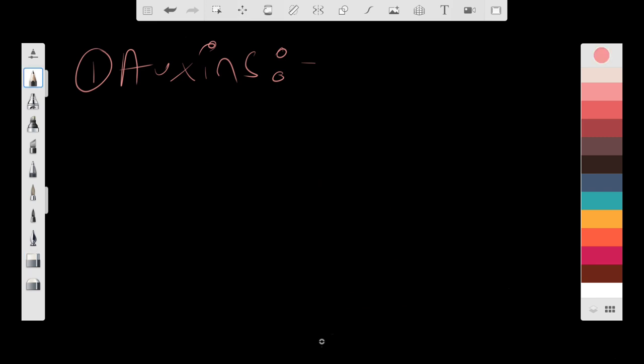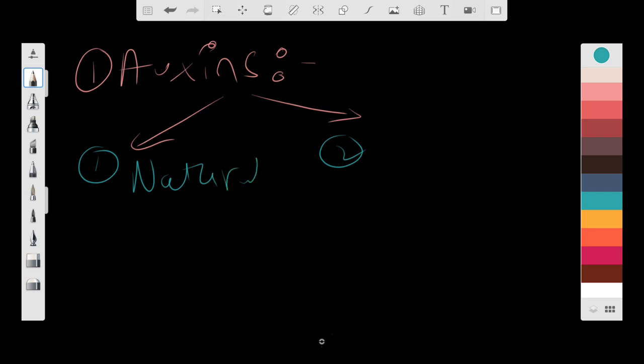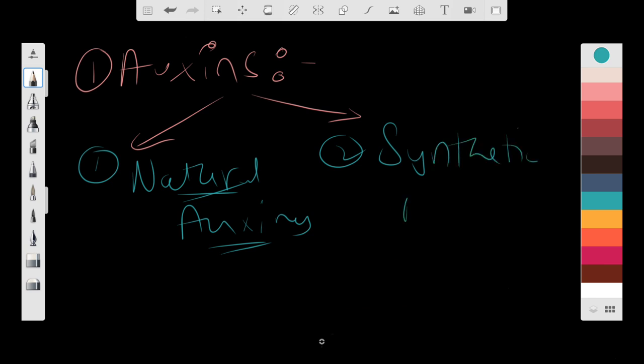These auxins can be of two types. No need to write these types. You have to just remember the examples. Then there can be natural auxins. There can also be synthetic auxins. Natural and synthetic auxins. You have to remember the examples, very important. There can be too many questions on these.